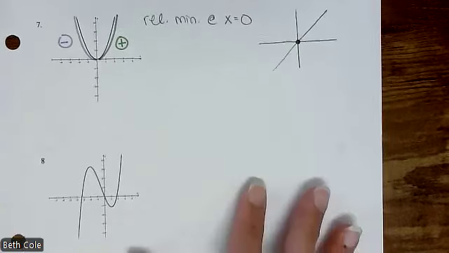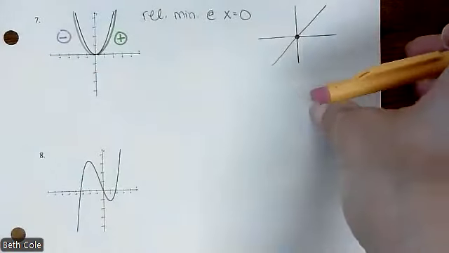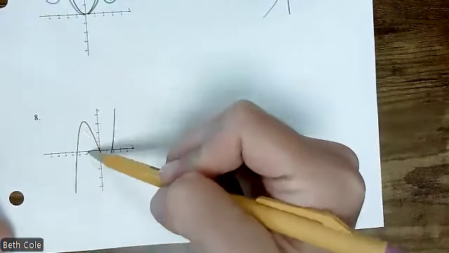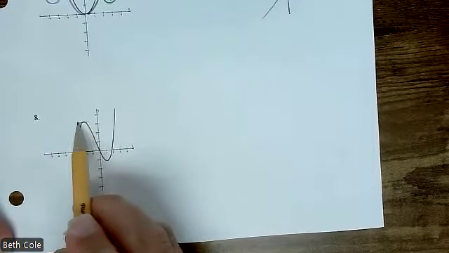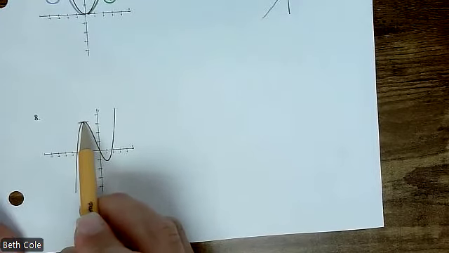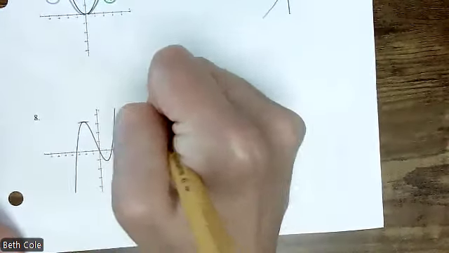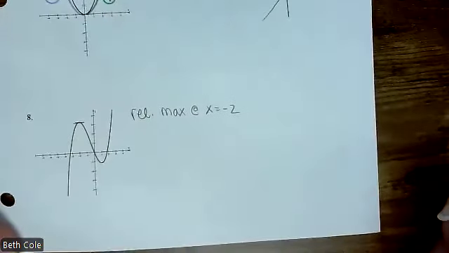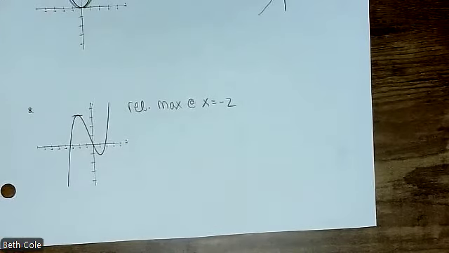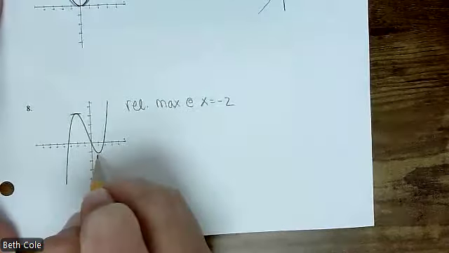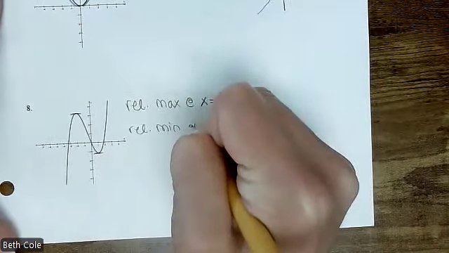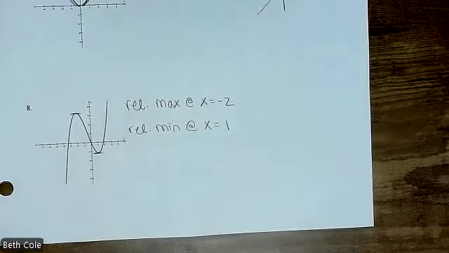Okay, so let's try another one. There are actually two critical points in this one. Can you tell me where one of them is? -2 is one of them. Do you see that there? And that gives us a relative maximum. All right, so relative maximum at x equals -2. And then where's the other one? At 1. And so we're going to say relative minimum at x equals 1.